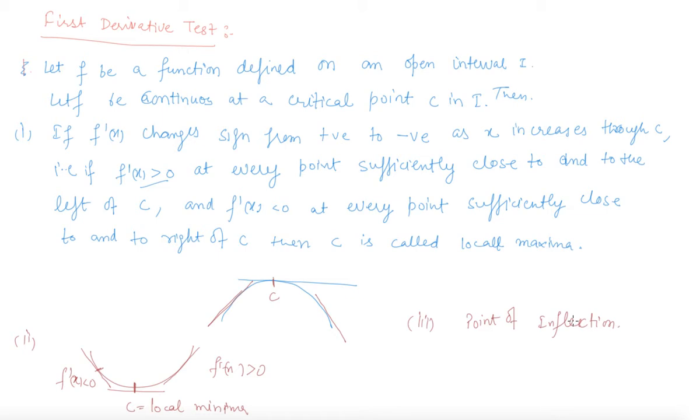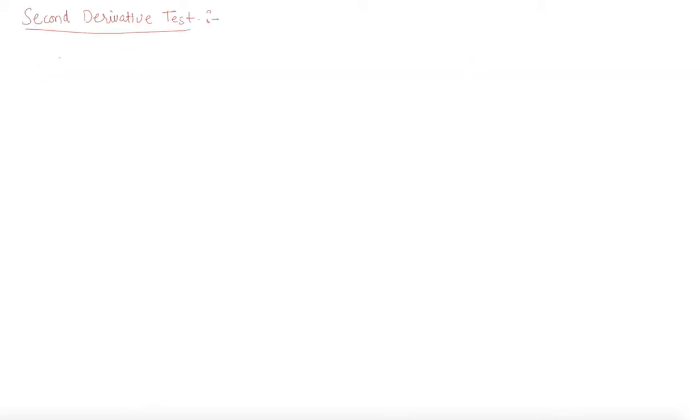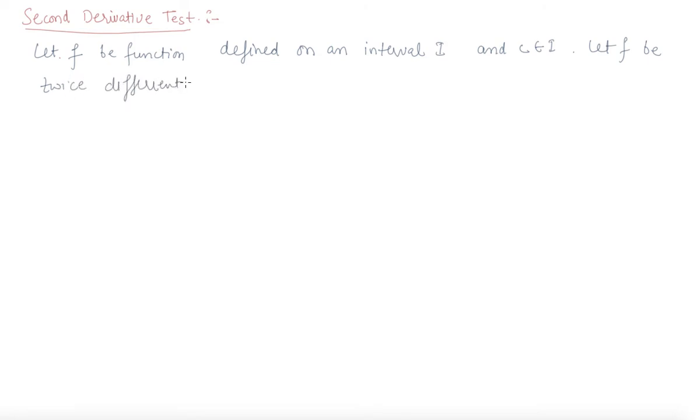Now let's discuss, students, the second derivative test. Second derivative test means we need to differentiate the function two times. Okay, the necessary condition: let f be a function defined on an interval I and c belongs to I, let f be a twice differentiable function at c.